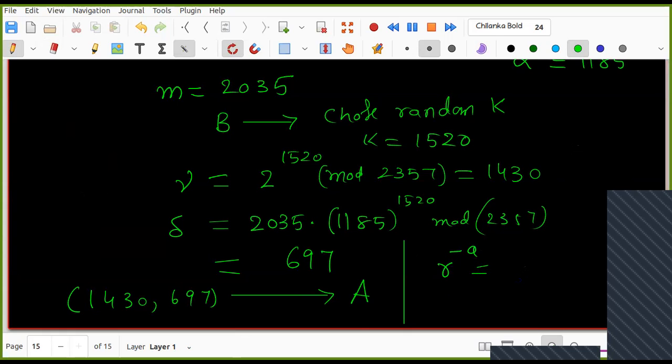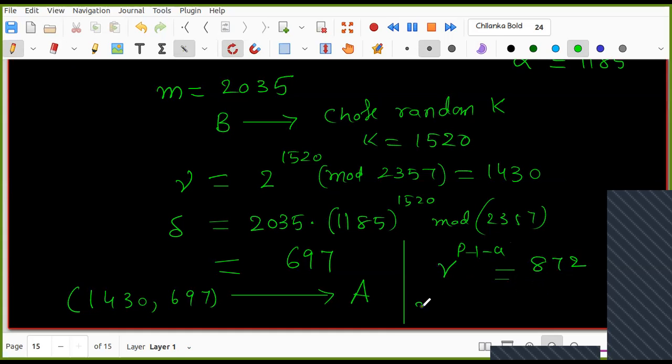Why am I writing p minus 1 minus a, you remember? Now it becomes a positive integer, no need of negatives. So this is equal to 872. This is the same as gamma power minus a only. This p minus 1 is the order of the group, so this is gamma power p minus 1 into gamma power minus a. But gamma power p minus 1 is 1, so nothing is there.